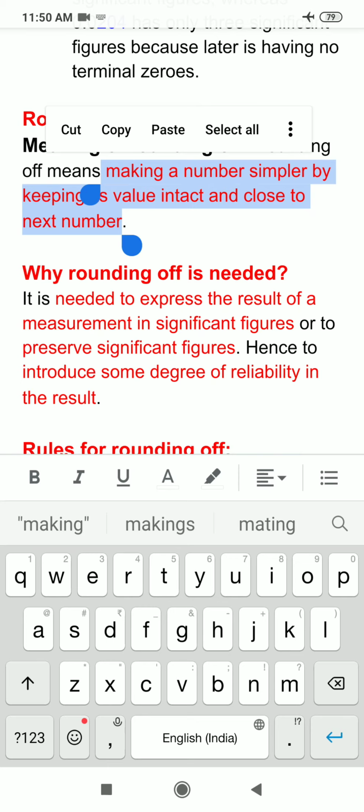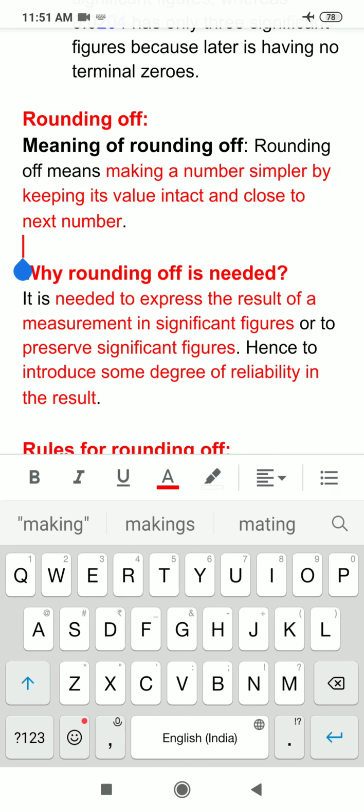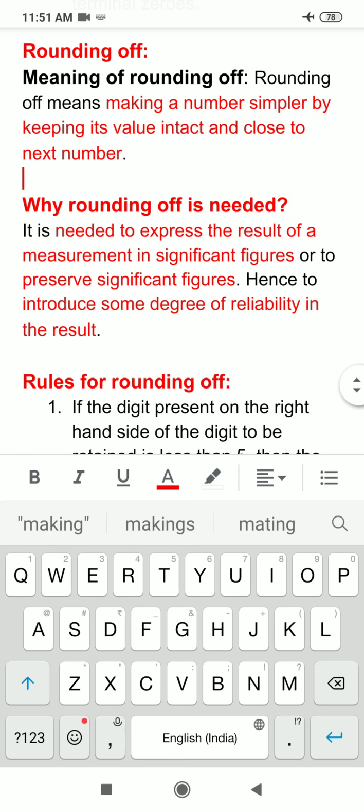What is the meaning of rounding off? Rounding off means making a number simpler by keeping its value intact and close to the next number. That means you are making a number simple, but its value should not change. Is it clear? So making a number simpler, keeping its value intact and close to the next number, is known as rounding off. Now first of all, why is there a need for rounding off.